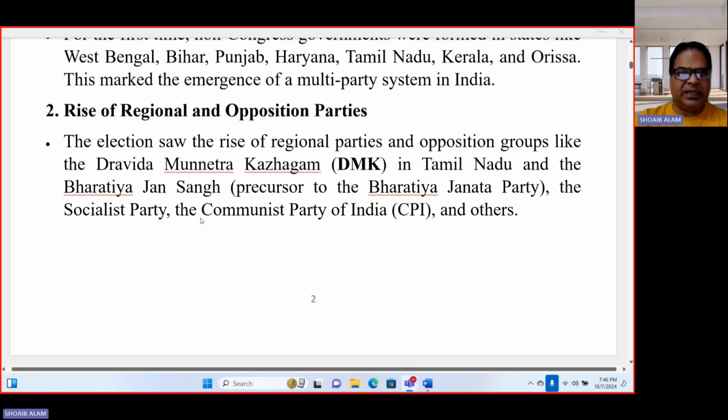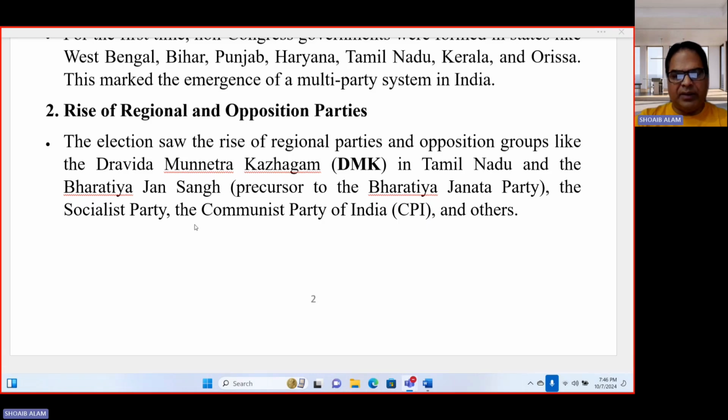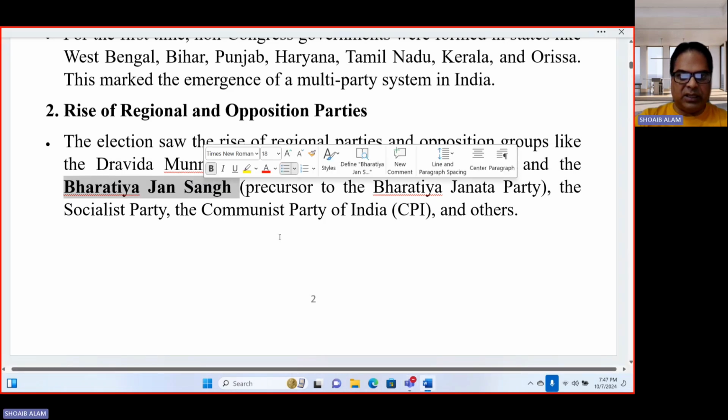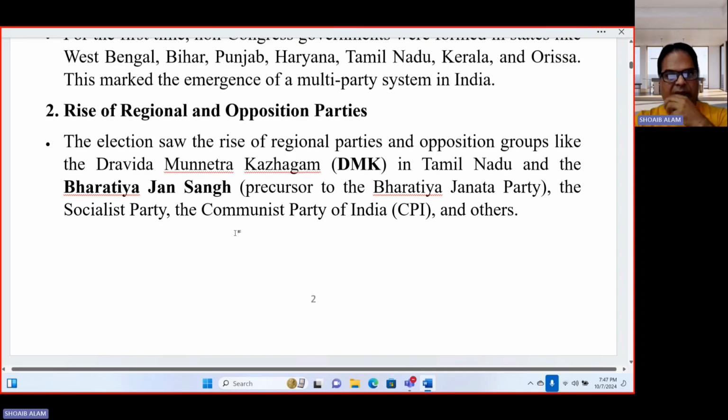The next one you can see here: rise of regional opposition parties. Even in other regions, many regional parties were born. Like you can see DMK in Tamil Nadu. Then another one was the Bharatiya Jana Sangh, which is the precursor of the Bharatiya Janata Party, which is now at the center. Then next is the Socialist Party, the Communist Party of India, CPI.